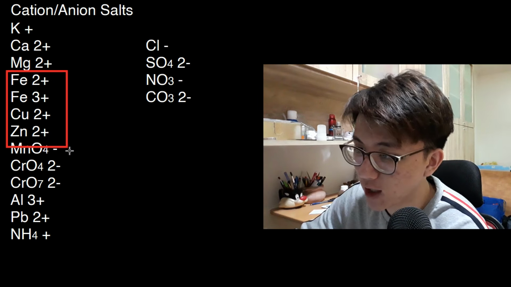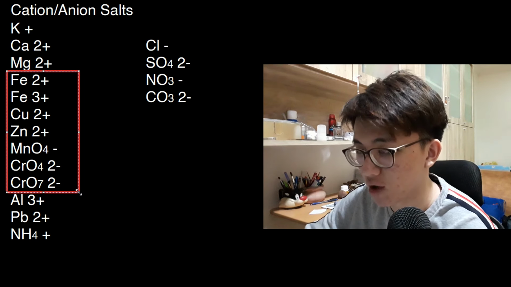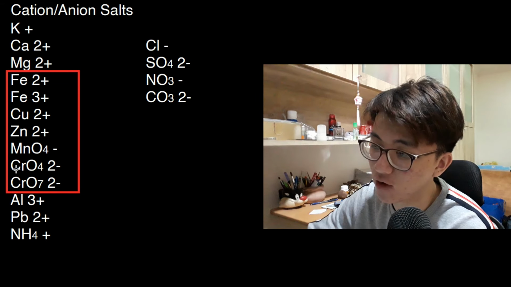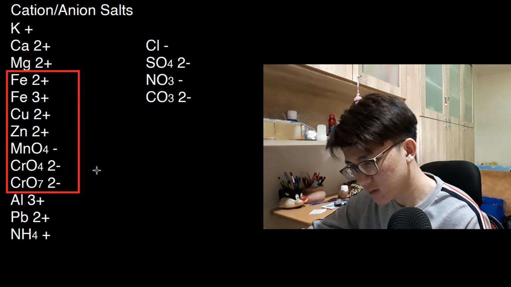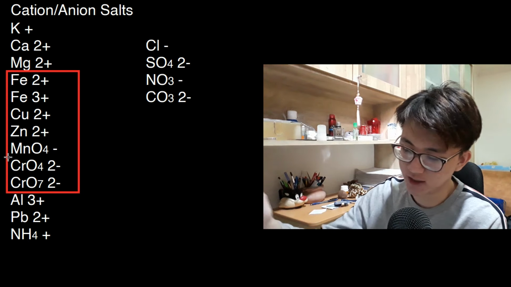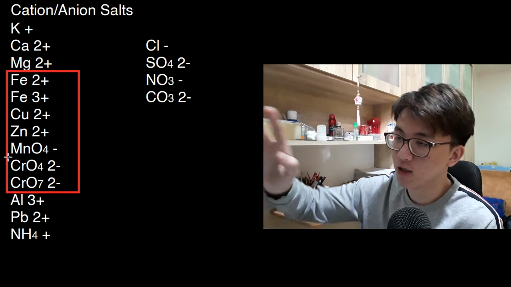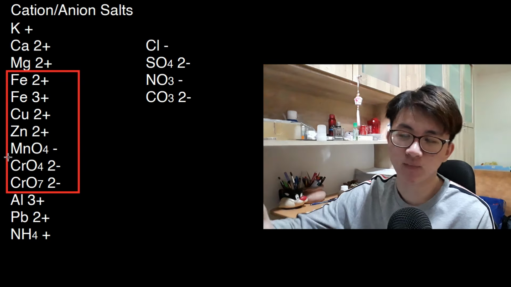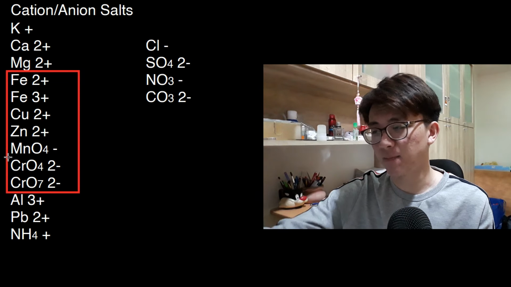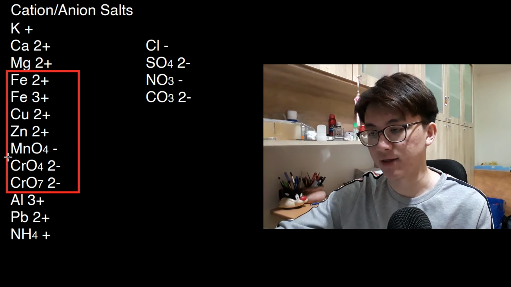So like I said, the ones that are a bit colorful are Fe2+, Fe3+, Co2+, Zn2+, MnO4-, CrO4 2-, and Cr2O7 2-. These are all transition metals. You regard them as transition metals because they exist between group 3 and 12. All these metals have color. And why do they have color? Because they reflect light back out when it goes to the atom.